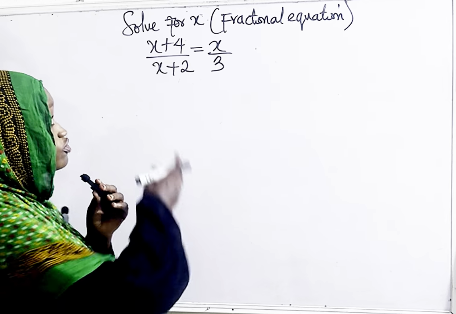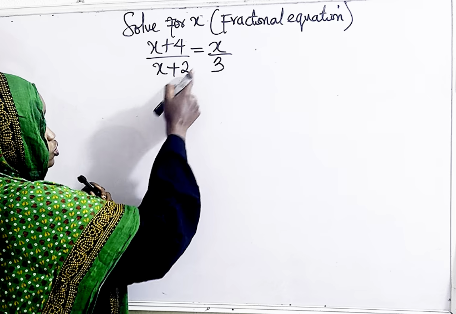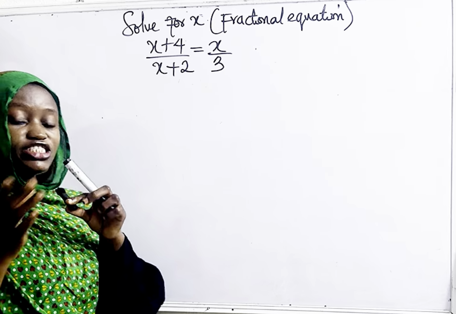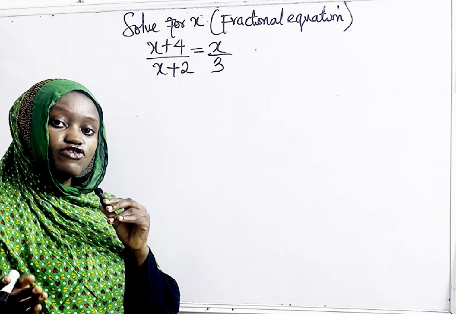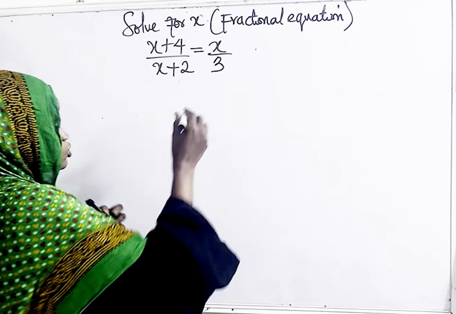Hello viewers, let's solve for x in this fractional equation: (x plus 4) over (x plus 2) equals x over 3. I tell my students anytime you have a fraction on the left and the right hand side in any given equation, the first step is to cross multiply.